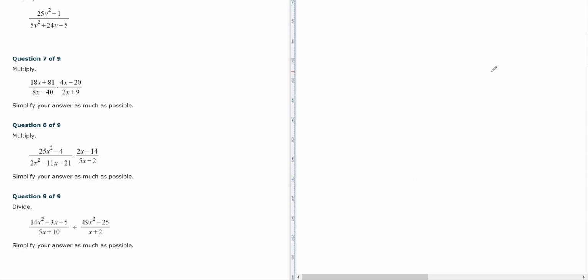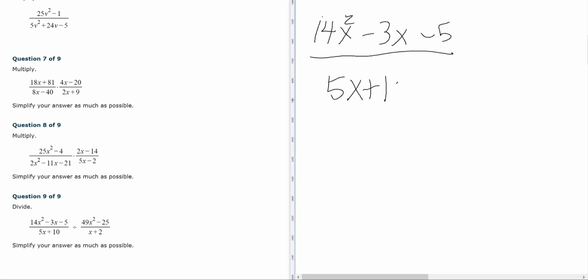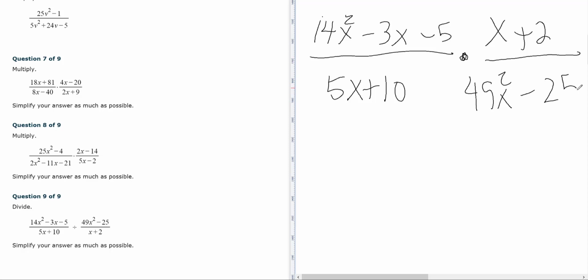Okay? So in number 9, I have 14x squared minus 3x minus 5 over 5x plus 10. Now, I'm not even going to write the divide. I'm going to put times x plus 2 over 49x squared minus 25. So look, I've done my change and my flip already. Now, I'm going to go ahead and factor these so that I can reduce.